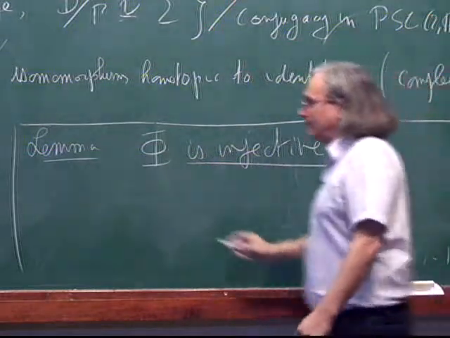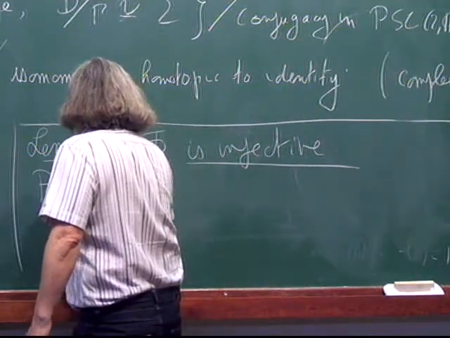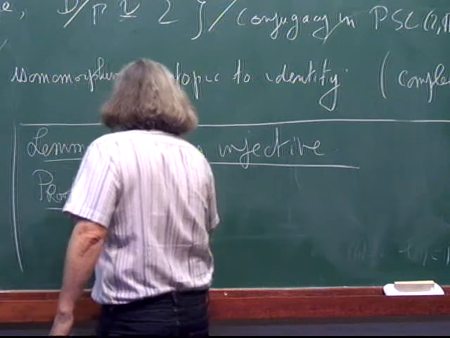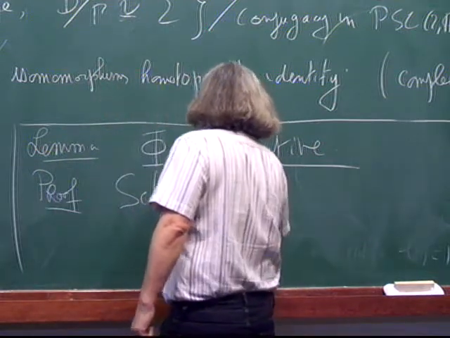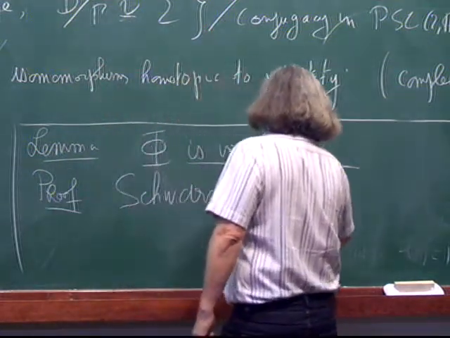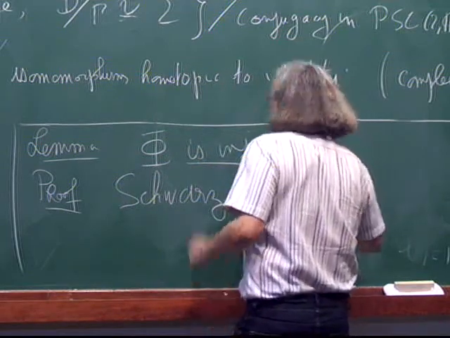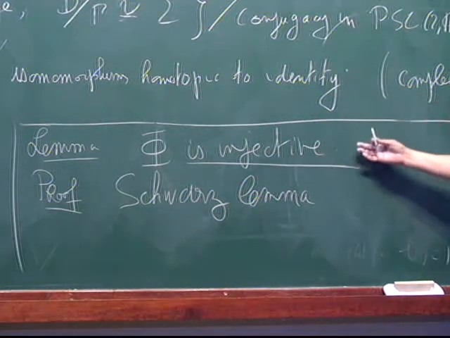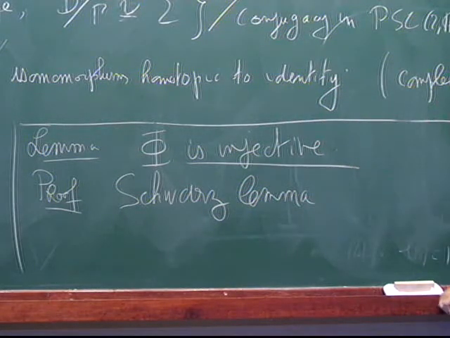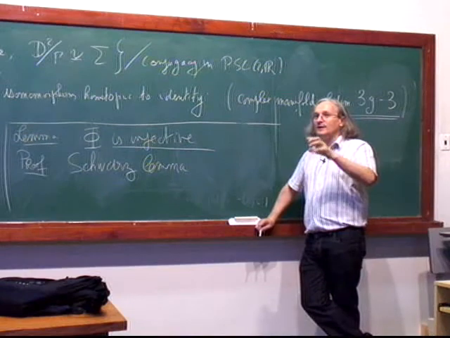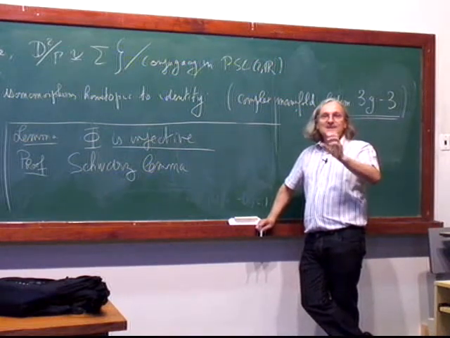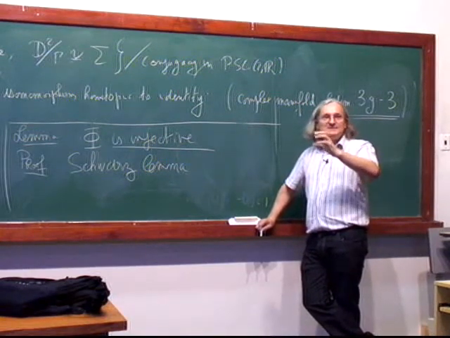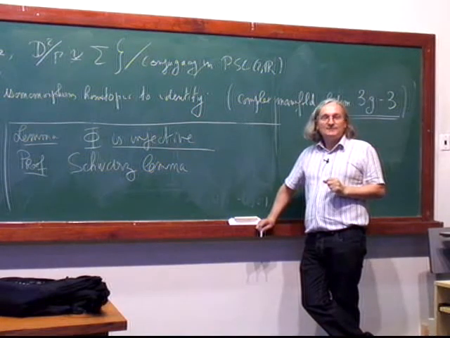So the proof is just two lines. It is the Schwarz lemma. Actually, in the paper of Poincaré, Poincaré expresses this property of being injective very explicitly. He mentions this is the important point. And for the proof, he mentions Schwarz. This is the only place in Poincaré where I've seen an explicit mention of Schwarz.